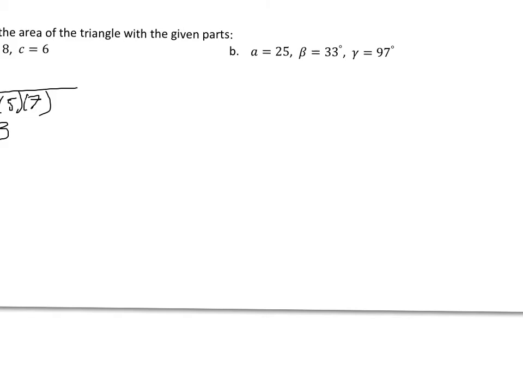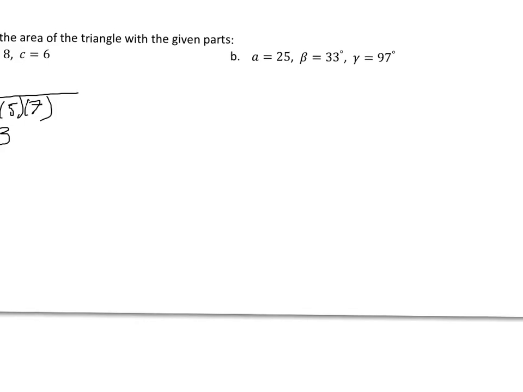All right, so now we have A and beta and gamma, not alpha. So what do we do here? Well, we can find alpha, so let's do that. What's alpha? 50. Okay, so alpha is 50, right?